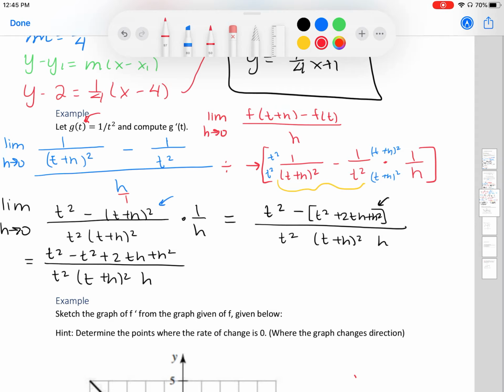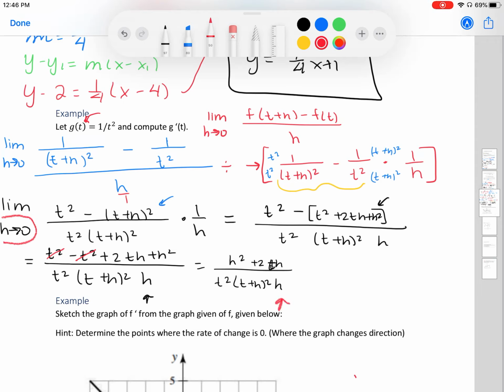Well, we see some cool stuff happening. My t squares add to make 0, so that we're left with h squared plus 2th. I don't want to confuse my t's and my pluses. All right, so we have finally managed to cancel this h, and we'll do that in the next step. So I have t squared times t plus h squared times h. Now our problem here is that we're trying to apply this limit as h approaching 0, but we have the h in the denominator.